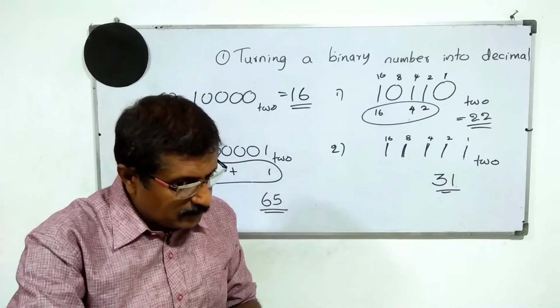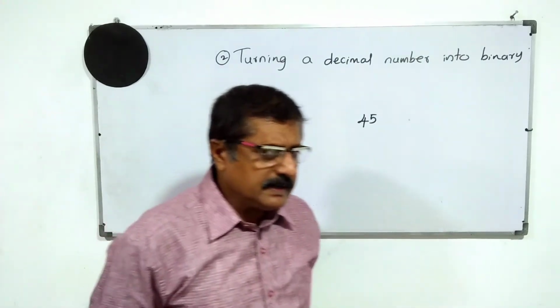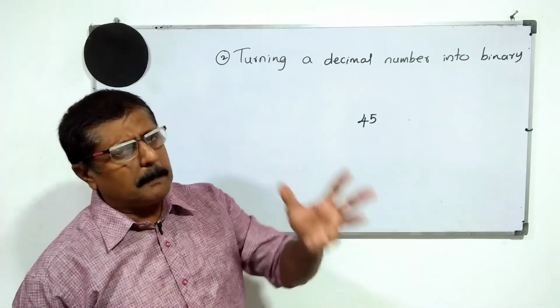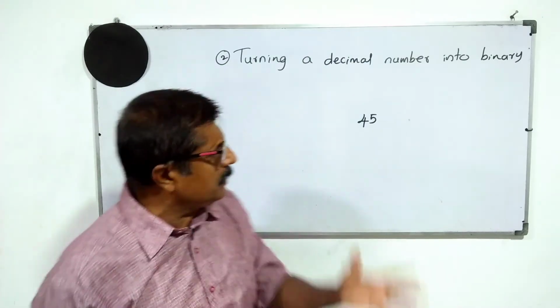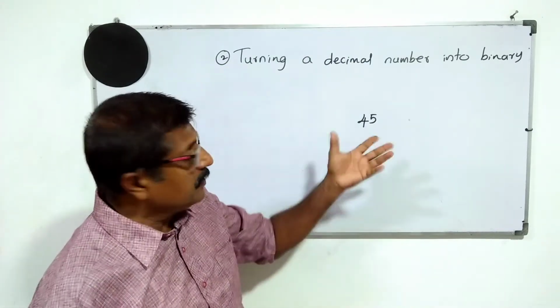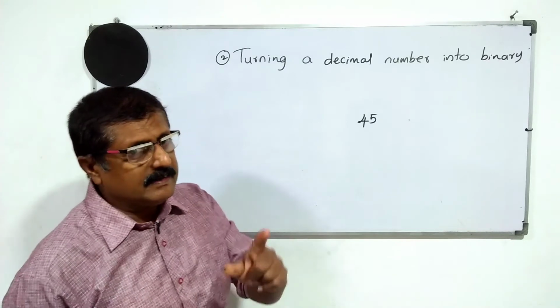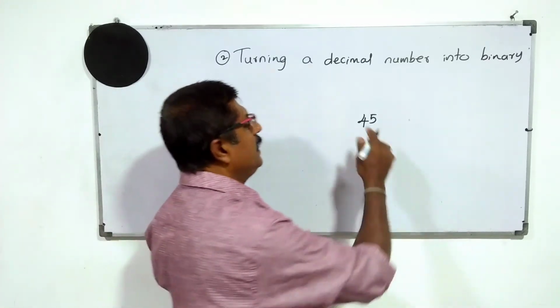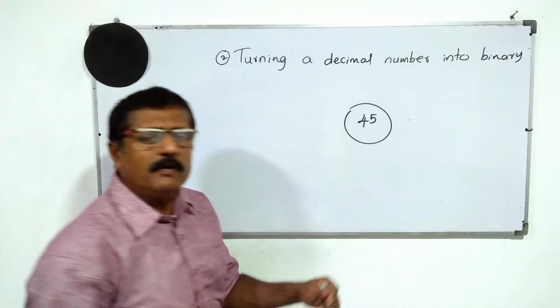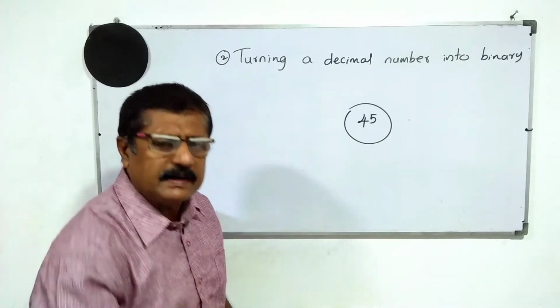Now, the other way around. Alright, my dear children, now you know how to convert a binary number into decimal. Now we are going to convert a decimal number into binary. It is a bit different. Here you are. Now we are going to convert 45 into a binary number.